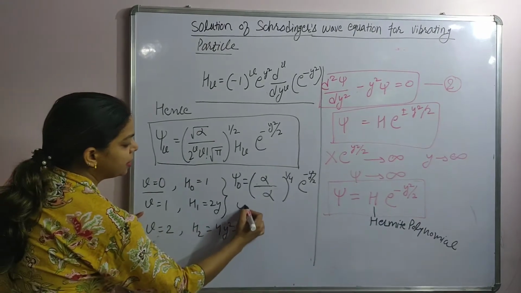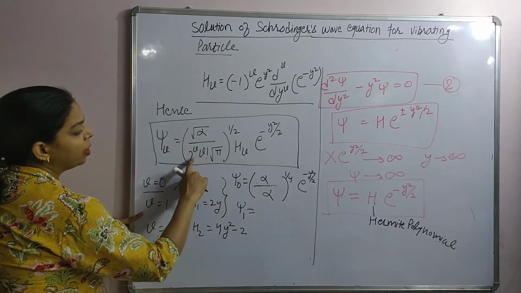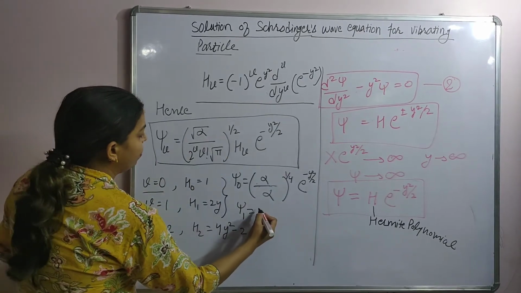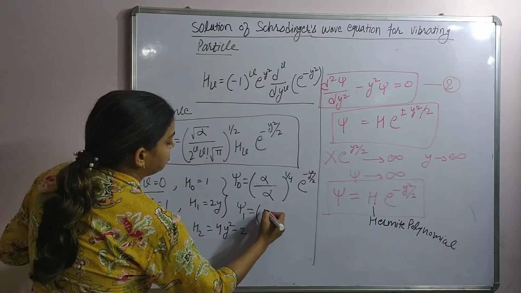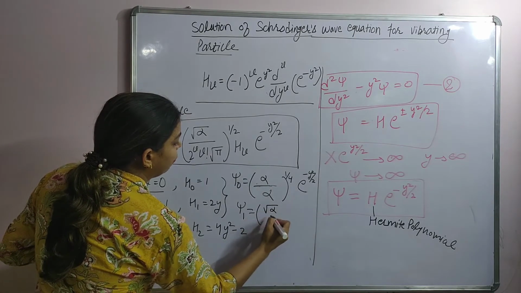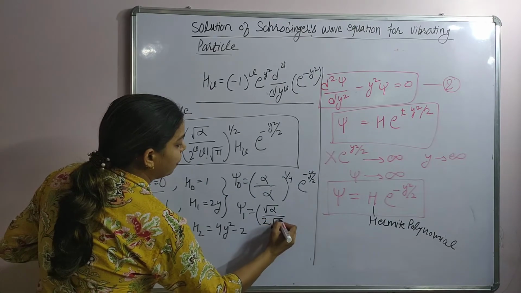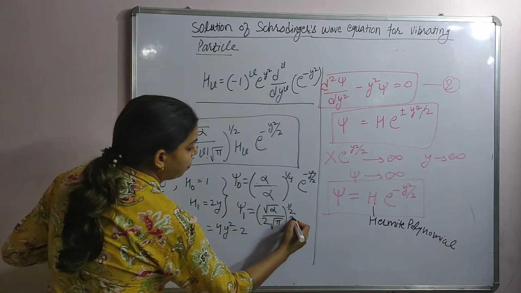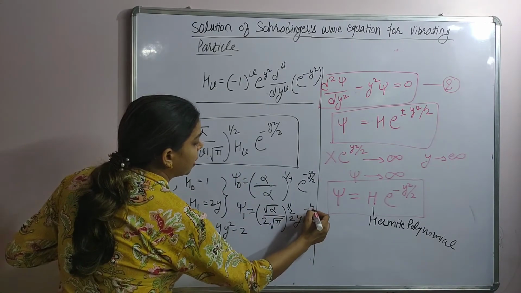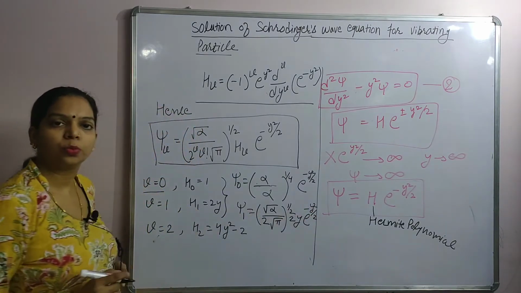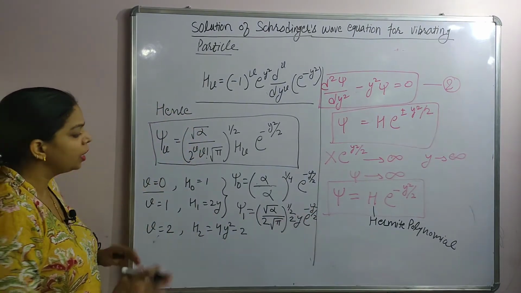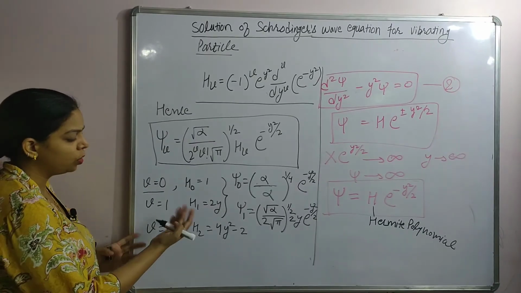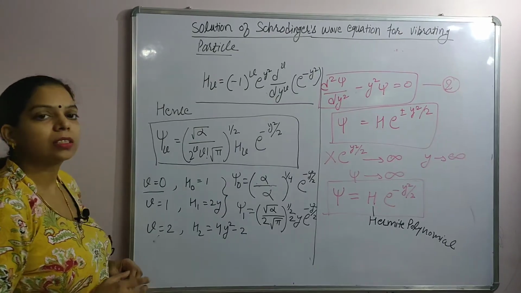Similarly, for the first excited state, psi 1, v will become 1, 2 raised to power 1, 1 factorial is 1 again, and so this will be alpha by 2 pi to the power 1 by 2, this becomes 2y, and e raised to power minus y square by 2. So for each level the wave function will be according to the quantized quantum number value. So this is the way we can express the wave function.